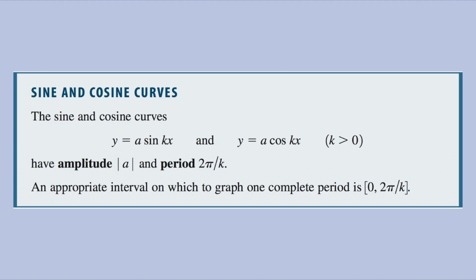Based on our observations, we can say that the sine and cosine curves y equals a sine kx and y equals a cosine kx, when k is greater than 0, have an amplitude of a and a period of 2 pi over k.